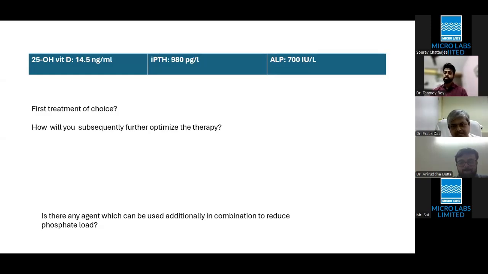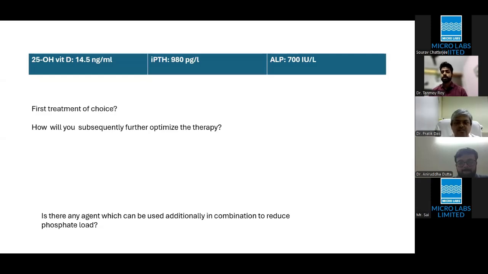So first, control of phosphorus. What is the primary target? The primary target is to suppress this very high PTH. Yes, sir. So you start with the phosphate binder. Yes, sir. Okay. First we'll start phosphate binders, and then we'll supplement vitamin D.